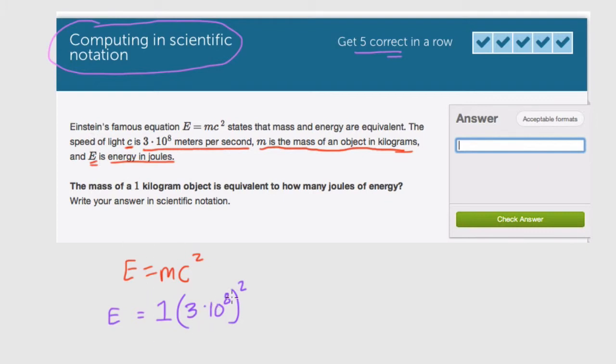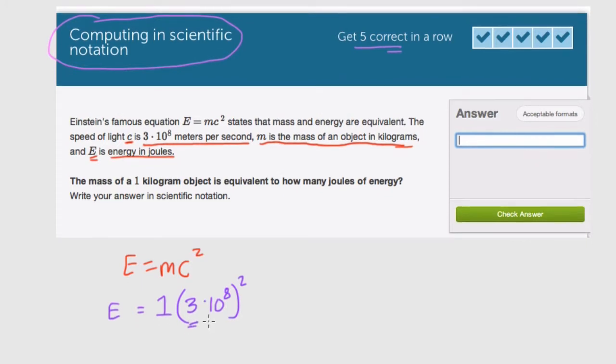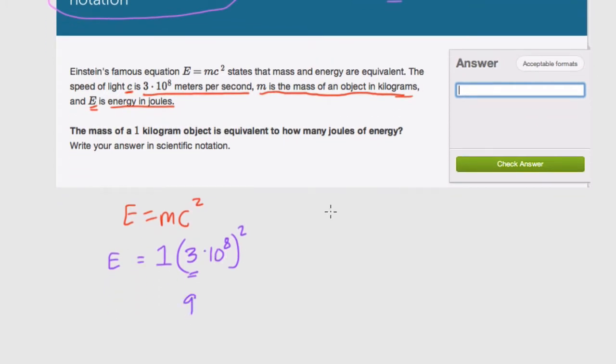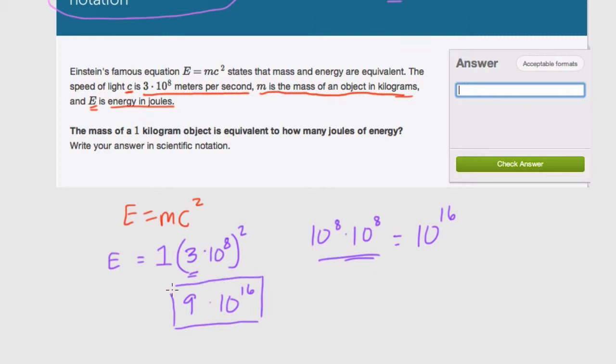Here, how do we square 3 times 10 to the 8th? Well, we square each piece. 3 squared is 9, and 10 to the 8th squared, that's just 10 to the 8th times 10 to the 8th. Here, using the laws of exponents, we can add those exponents, right? 8 tens being multiplied by another 8 tens is 16 tens altogether. And that's our answer here. So it's 1 times that, but 1 times this number is just itself.